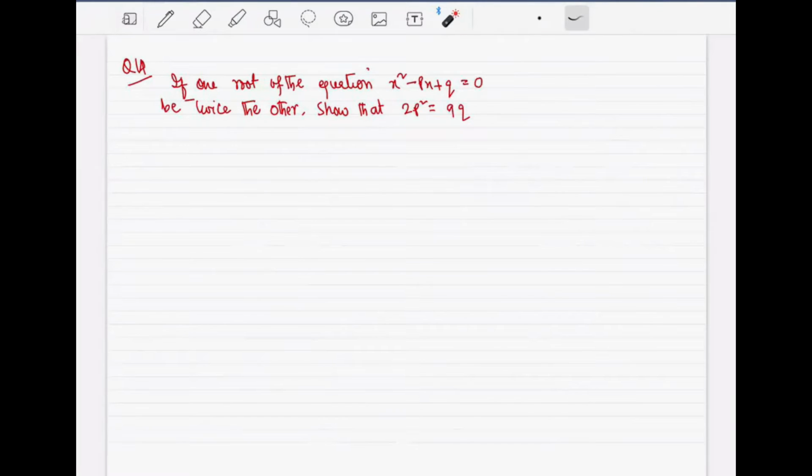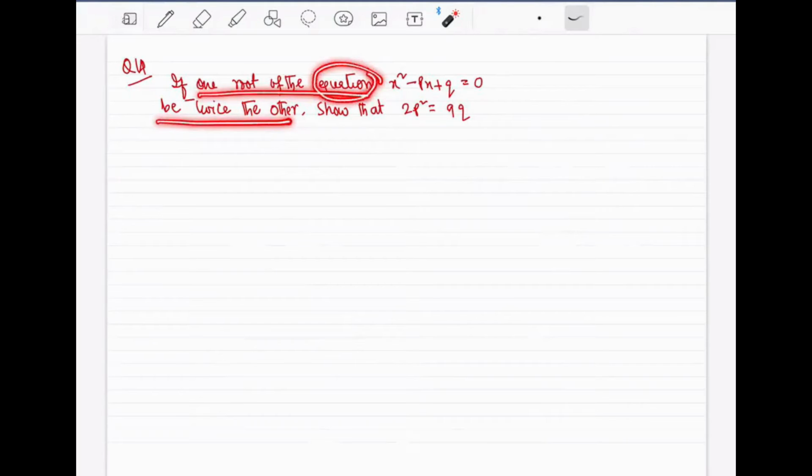So here, look at the question. If one root of the equation, here is an equation given here, it must have 2 roots, right? X squared minus px plus q is equal to 0. If one root of the equation be twice the other. Okay, let's forget this part. One root of the equation be twice the other.